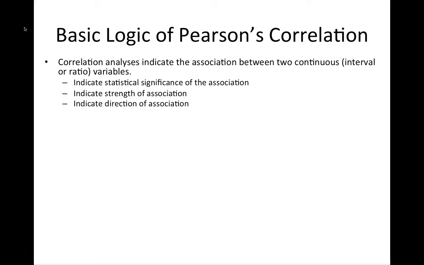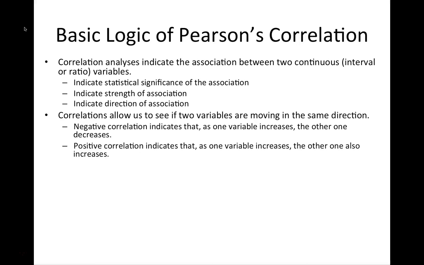And the correlation analyses will indicate to us the statistical significance of the association, the strength of the association, and the direction of the association. And I'll tell you more about this in just a second. Correlations allow us to see basically if two variables move in the same direction. So you'll hear people say variables are negatively correlated or negatively associated, and positively correlated. Negative association or correlation means that as one variable increases, the other one decreases. So they're moving in opposite directions. In a positive correlation, as one variable increases, the other one also increases. So they're moving in the same direction.